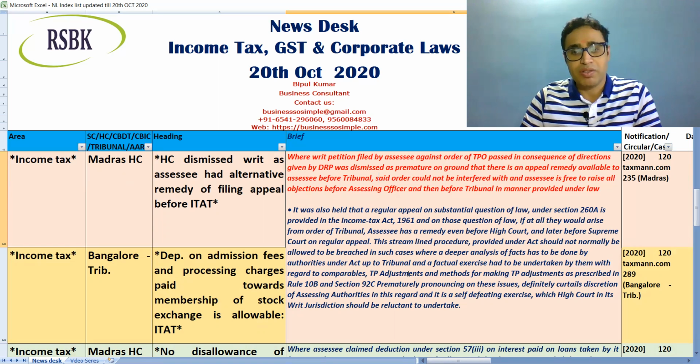Prematurely pronouncing on these issues definitely curtailed the discretion of assessing authorities in this regard, and it is a self-defeating exercise which the High Court in its writ jurisdiction should be reluctant to undertake.